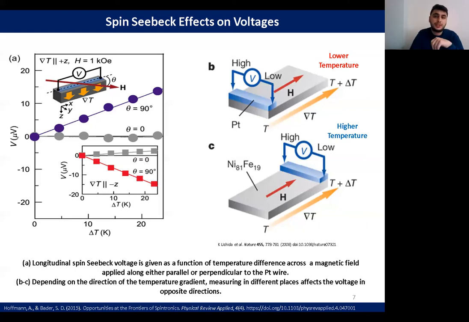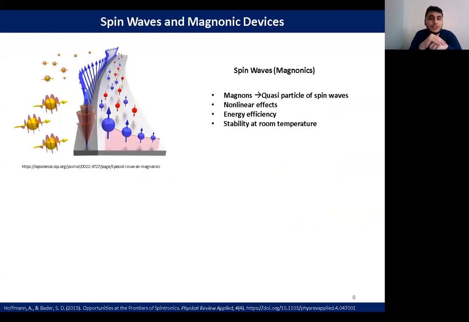Okay, we can continue with the next topic, which is Magnonics. Spin waves are fundamental excitations in magnetically ordered systems and are called magnons. To be more precise, we know that the quasi-particle of light is the photon, and similarly, the quasi-particle of spin waves is the magnon. So Magnonics' main aim is to investigate the behavior of spin waves in nanostructured elements.